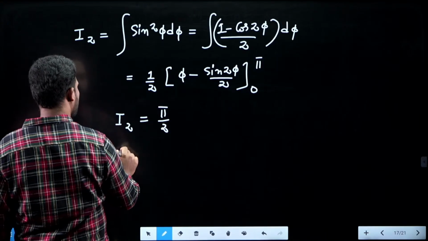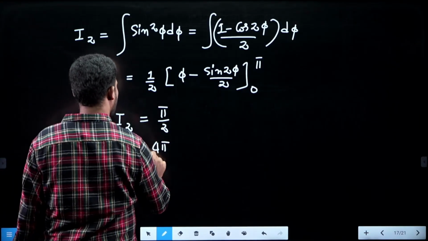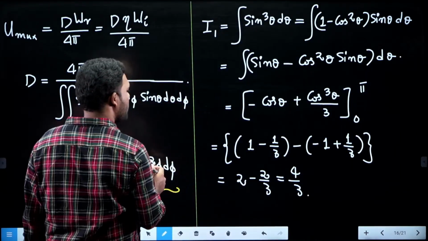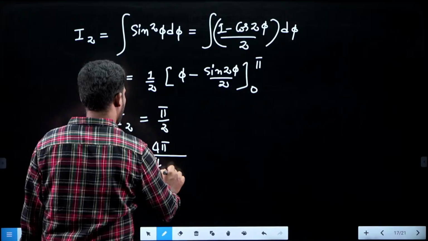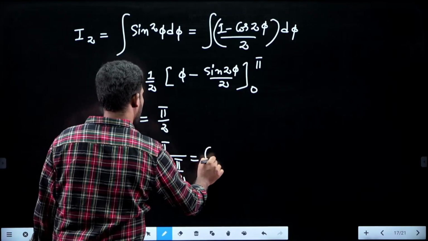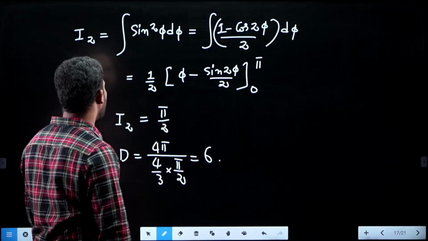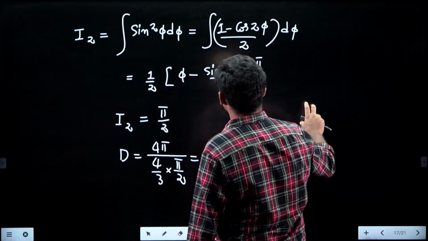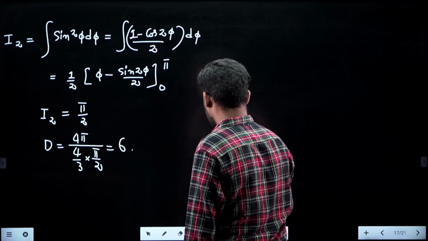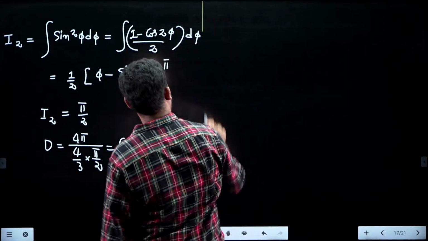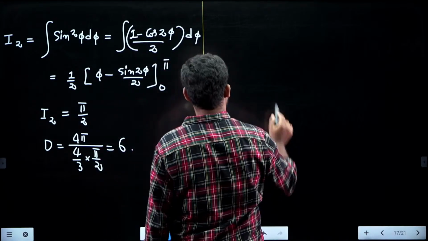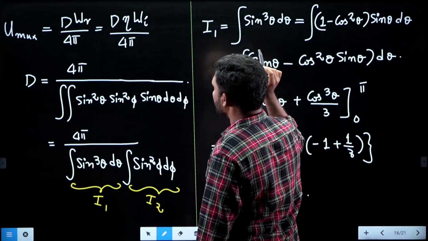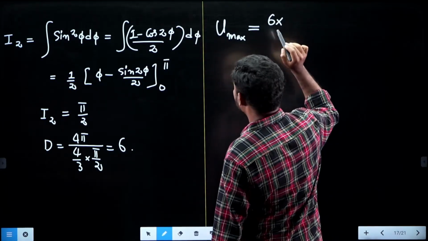So what is this directivity D? It is 4 pi divided by I1. What is I1, guys? I1 is 4 by 3. I2 is pi by 2. It is a 6. Am I correct? So you have got a directivity. Bring everything and substitute here. You get U maxima. So what is the U maxima, guys? Directivity is 6. Am I correct with algebra?